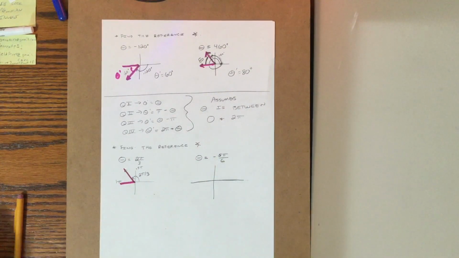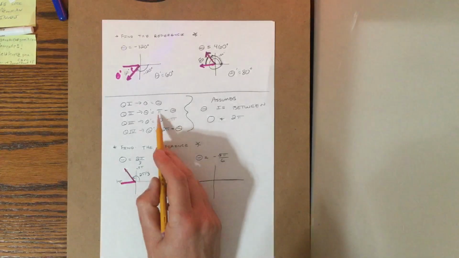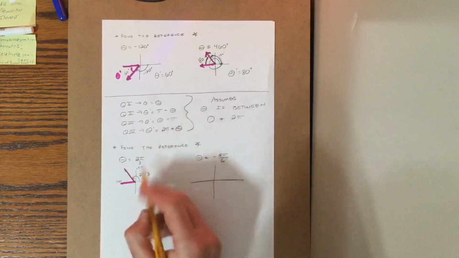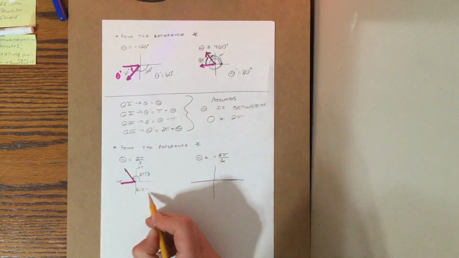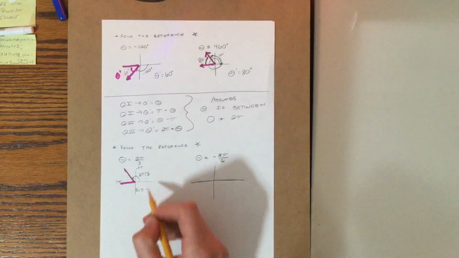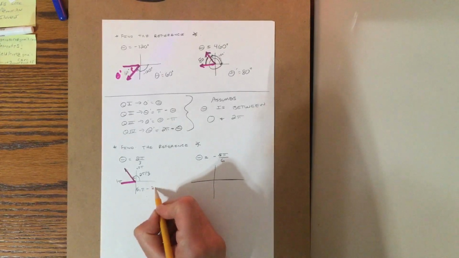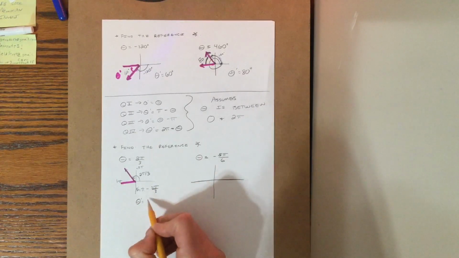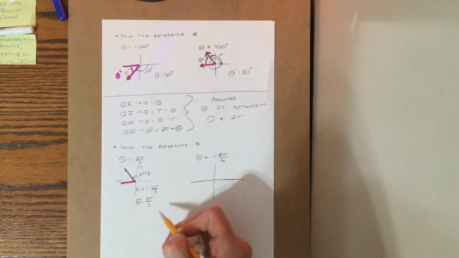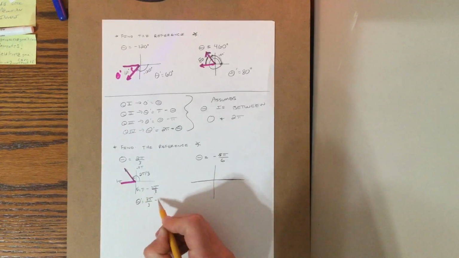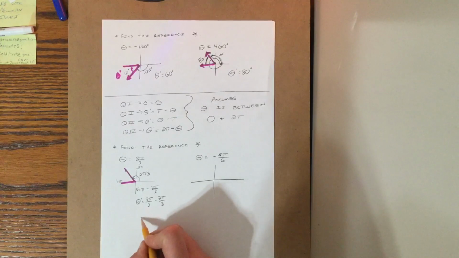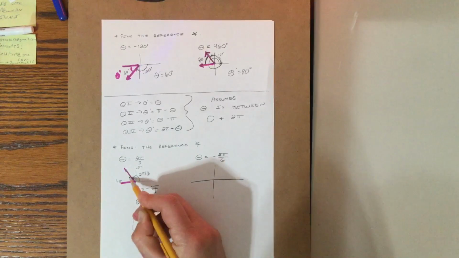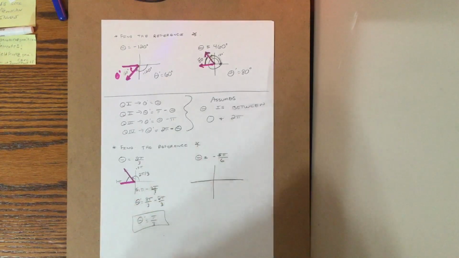Since we're in quadrant 2, we can utilize this rule, which is just pi minus theta. So theta prime will equal pi minus theta, and theta is 2 pi over 3. We need to get a common denominator. So pi with the denominator of 3 would be 3 pi over 3, which reduces to pi. Subtract 2 pi over 3, that will give us pi over 3. So that's the measure of this angle right there.